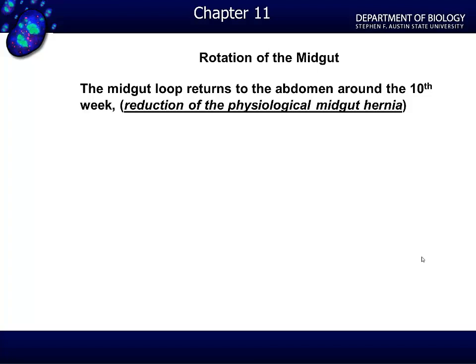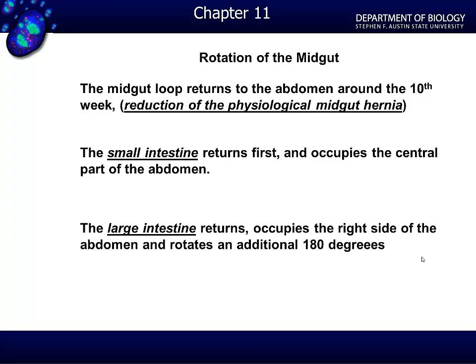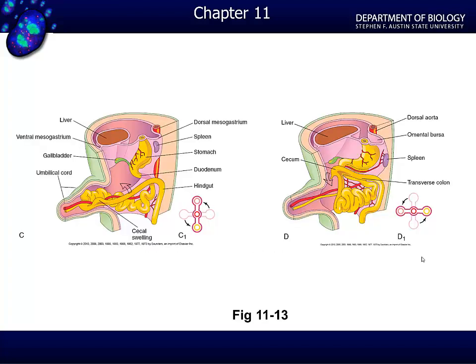So we went through that 90 degrees of rotation. Now we're going to reduce the herniation, and we're going to see that the small intestine is going to return first. The large intestine is going to return, and it's the large intestine that's going to rotate an additional 180 degrees. So it's 270 total degrees of rotation if we consider that first 90. All right, so we went through our first 90.